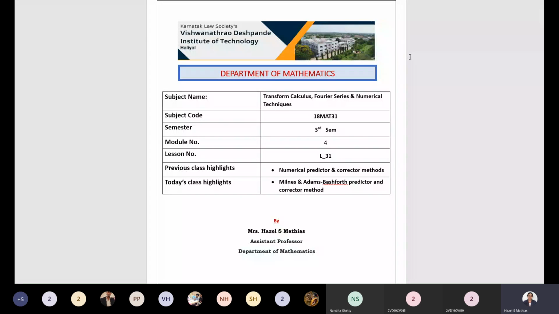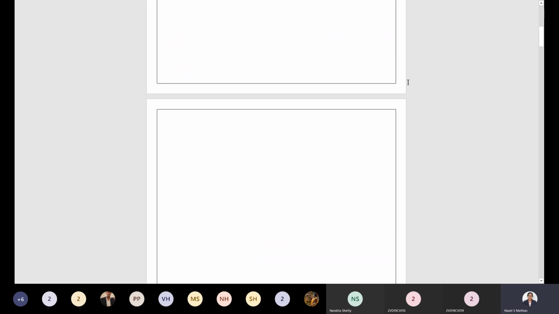In the previous class, we were discussing numerical predictor and corrector methods, and how to solve differential equations of first order first degree using Milne's and Adams-Bashforth predictor and corrector formulae. So let's discuss briefly those formulae. By now you must be thorough with them. I gave you some tricks to remember yesterday.